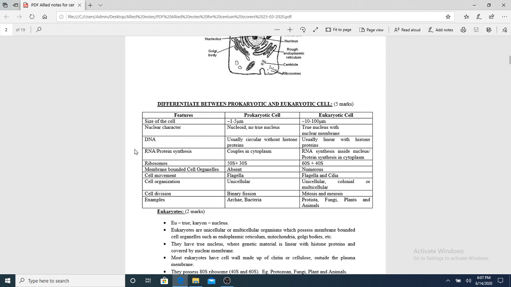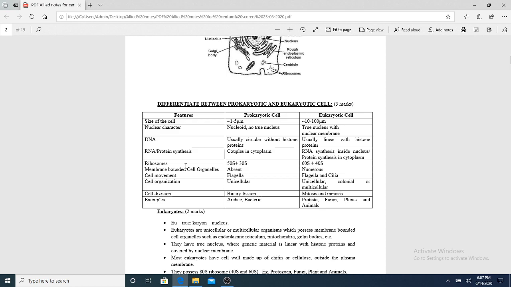The next thing is the DNA. In prokaryotic cells, they have circular DNA but without any histone proteins, whereas in eukaryotic cells, they are provided with linear DNA with histone proteins present. Coming to the next feature, RNA as well as protein synthesis occurs in the cytoplasm in prokaryotes, whereas in eukaryotic cells, RNA synthesis occurs inside the nucleus, whereas protein synthesis takes place in the cytoplasm.